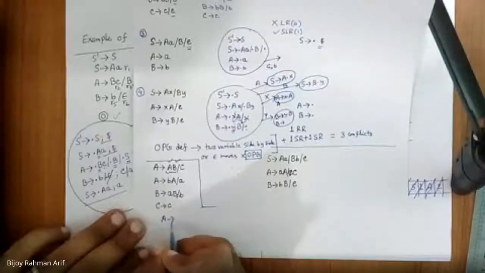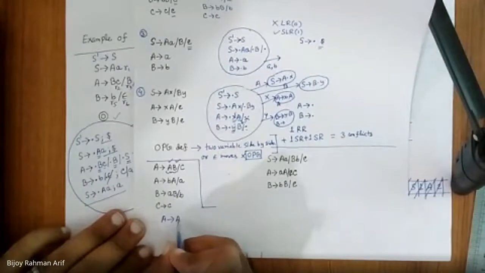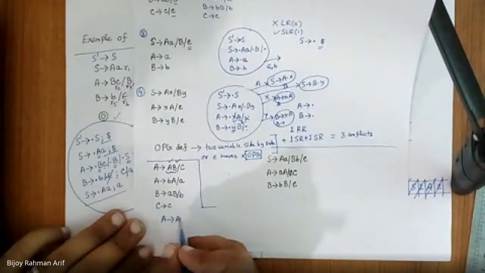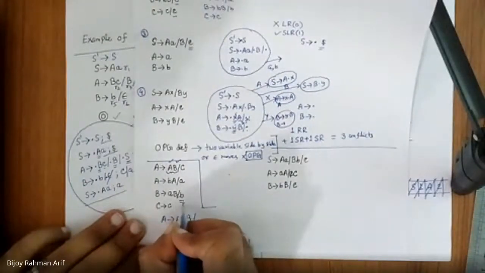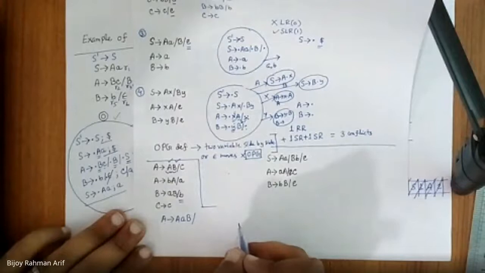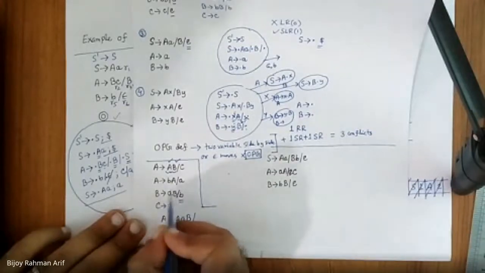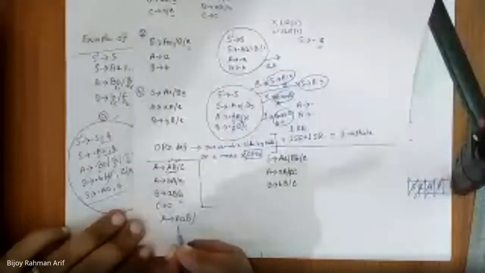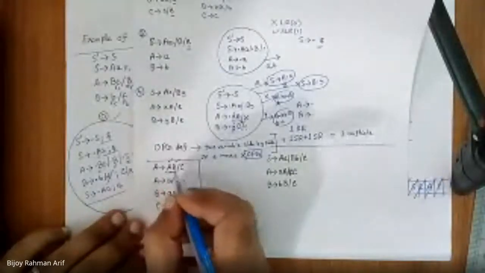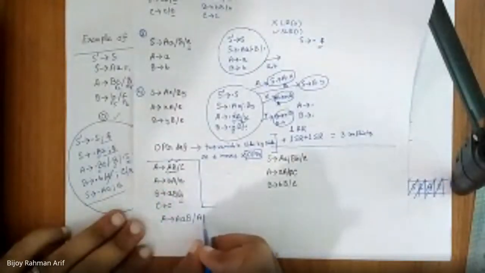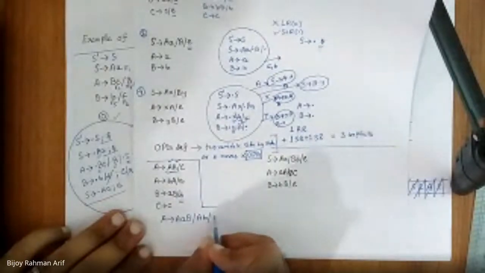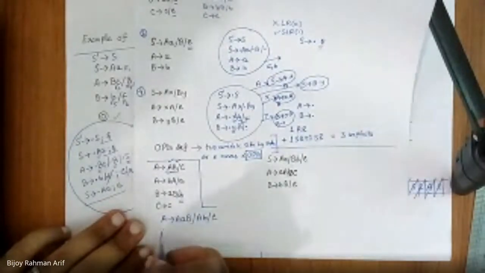A derives capital A, small a B, then you have to put this B also there. That is the problem. You have to replace both of these on the right-hand side. So A can derive, instead of B, AB, and A, instead of B, you can derive B. Then C. Then there is no problem. This would be the correct form.